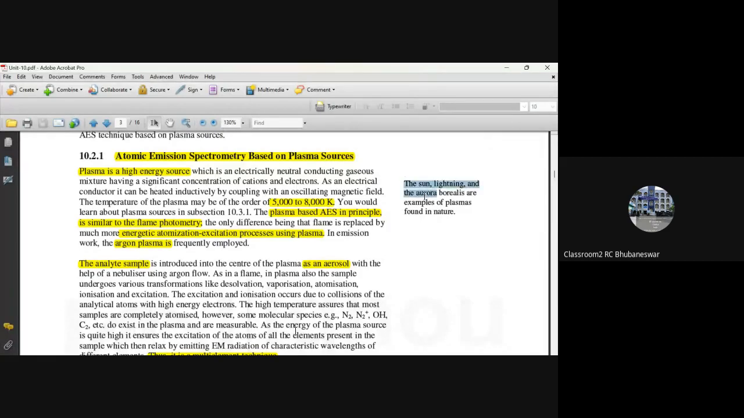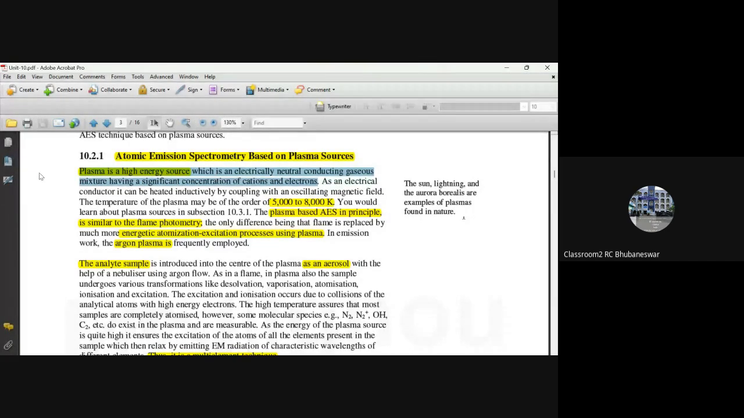Here you see the sun, lightning, and aurora. Aurora means that lightning effect you are seeing. Auroras are examples of plasmas found in nature. Plasma is a high energy source, an electrically neutral conducting gaseous mixture having a significant concentration of cations and electrons. So plasma is a high energy radiation source.